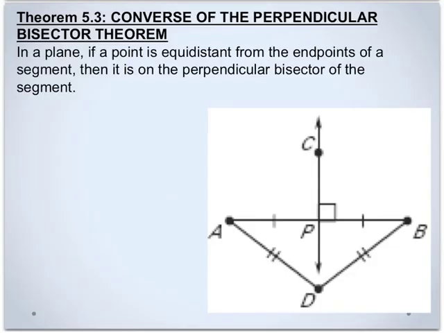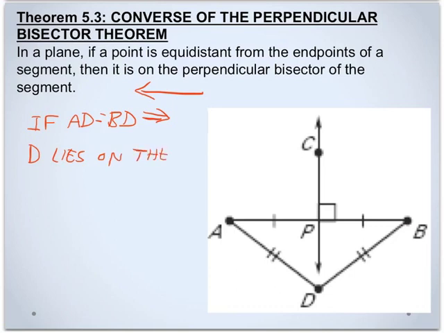The converse of the perpendicular bisector theorem is just the same theorem the other way around. So you're looking at the conclusion implying the hypothesis of the last one. Our conclusion in the last was that the segments AD and DB were equal, so we're going to start with that here. If AD is equal to BD, then we have that D lies on the perpendicular bisector of AB. Pretty easy, just the other way around.